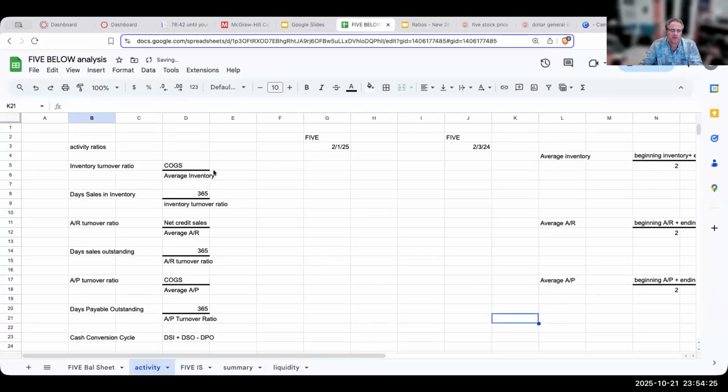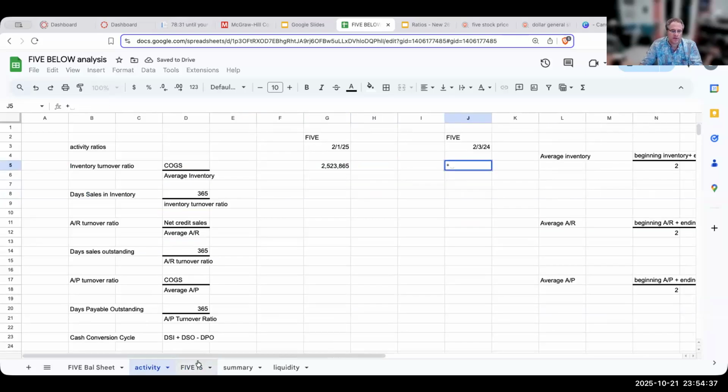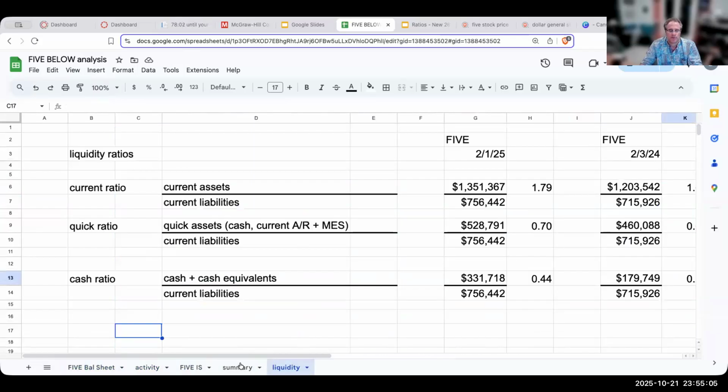For this first one, inventory turnover, we're going to take our cost of goods sold, which we'll get from our income statement. We'll pull this over from the Five Below income statement. This was what it was for the year ended February 1st, 2025, and this was for the year ended February 3rd, 2024. Now we need to figure out our average inventory. Our inventory balance as of 2/1/25, and then if we look at the balance sheet, 2/3/24 and 1/28/23.